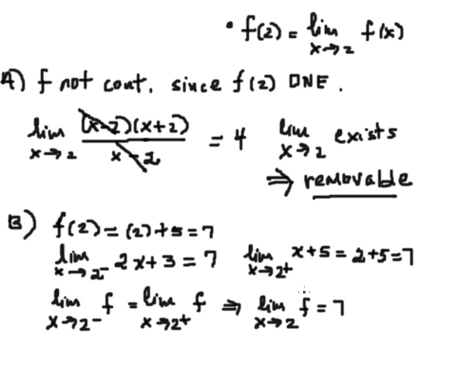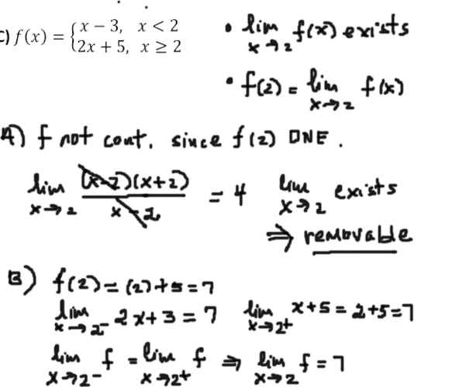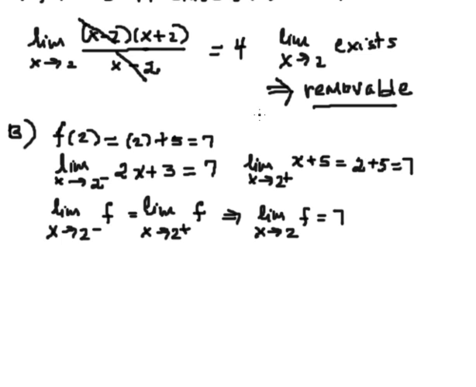So then we did show all 3 conditions. First condition, f of 2 exists. Second condition, the limit as x goes to 2 exists. Third condition, this limit is actually equal to f of 2. Here's the limit. Here's f of 2. So the 3 conditions hold, so we say f is continuous at x equal 2.